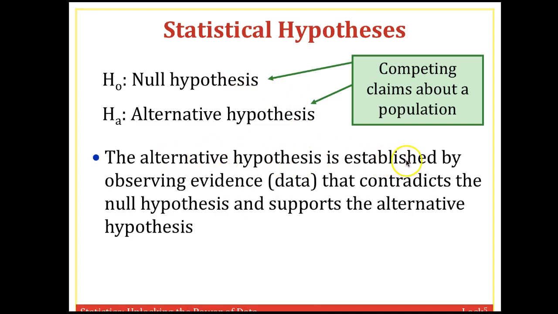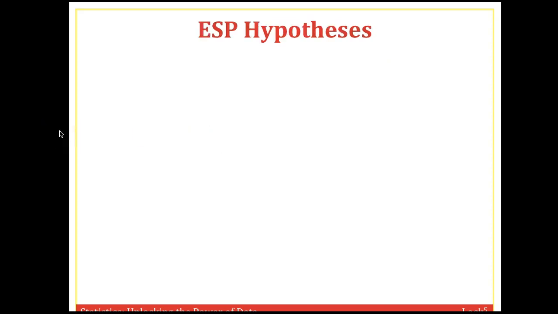The alternative hypothesis is established by observing evidence that contradicts the null hypothesis and supports the alternative. So what this is saying is the null and the alternative should oppose each other, but the data should support the alternative hypothesis. Now, it doesn't always occur that way, which we'll talk about in the next couple of weeks in this class. But generally, we want the evidence, the sample data, to support the alternative hypothesis.